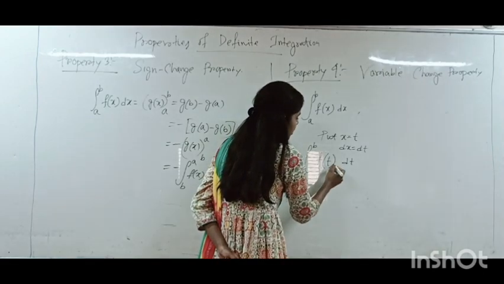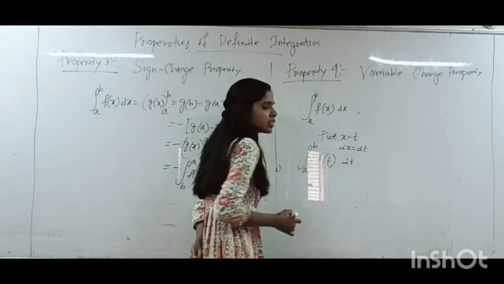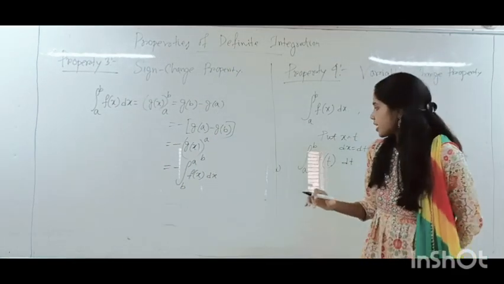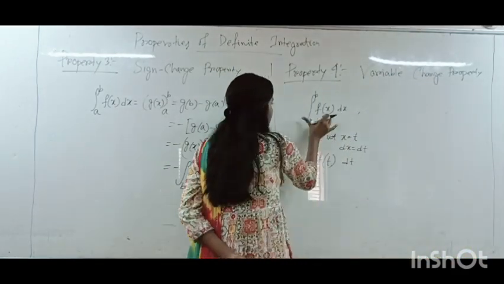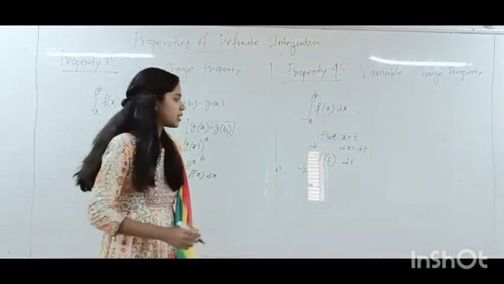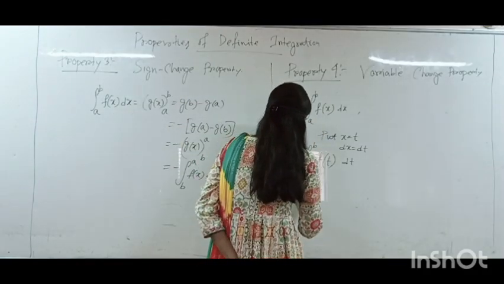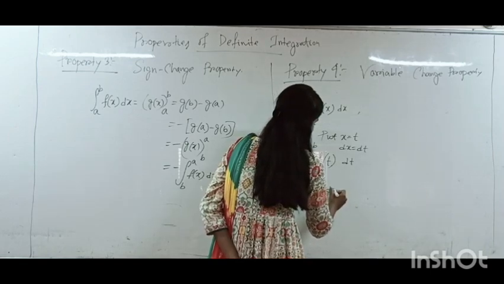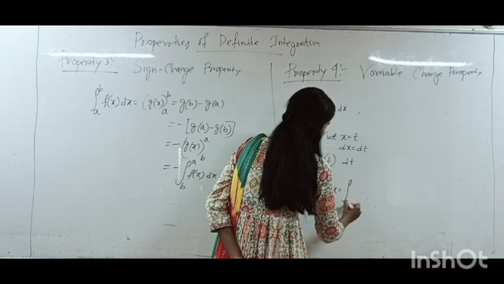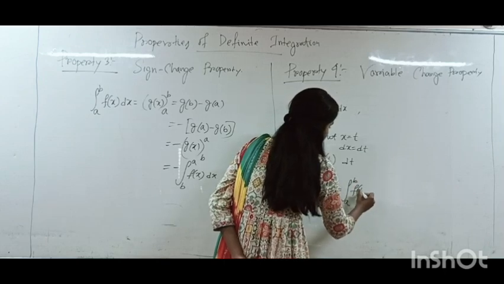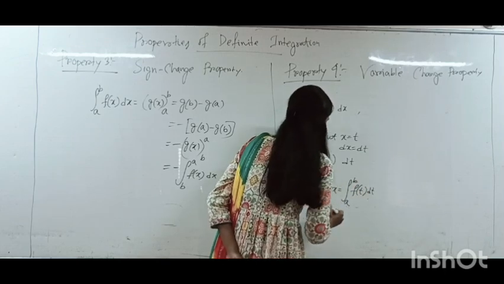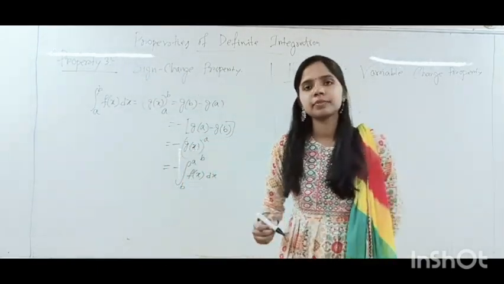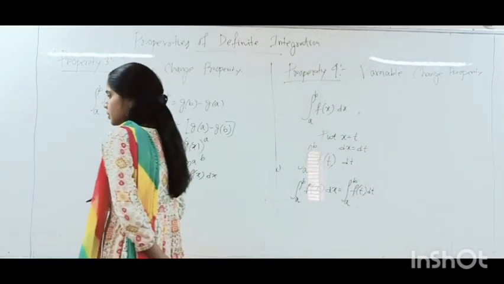That means if we change the variable, the actual nature of the function is not changing, so these two are actually the same. There is no difference between them. Integration a to b f(x) dx is equal to integration a to b f(t) dt. We have just changed the variable; otherwise, nothing has changed. Understand?